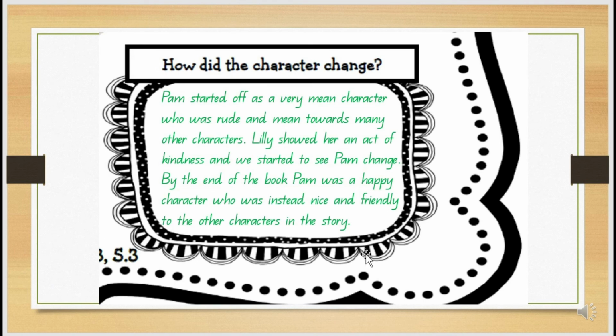How did the character change? Pam started off as a very mean character who was rude and mean towards many other characters. Lily showed her an act of kindness, and we started to see Pam change.